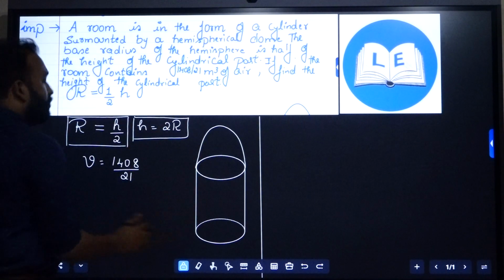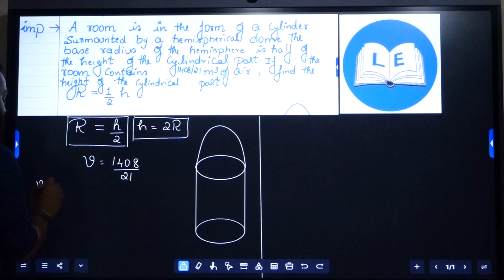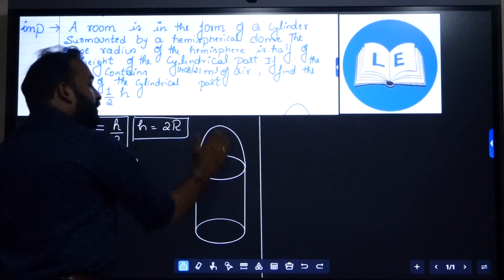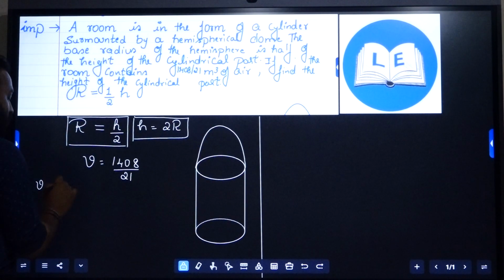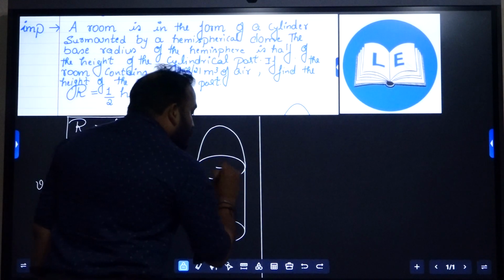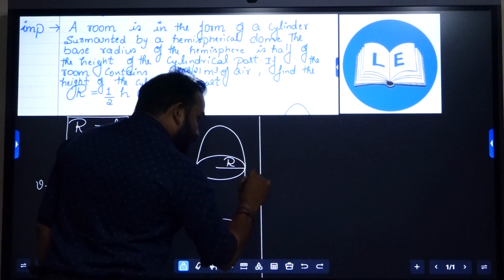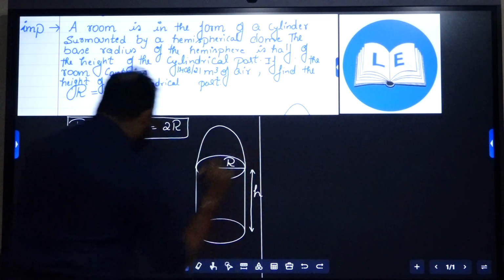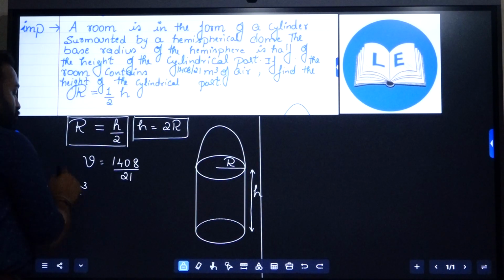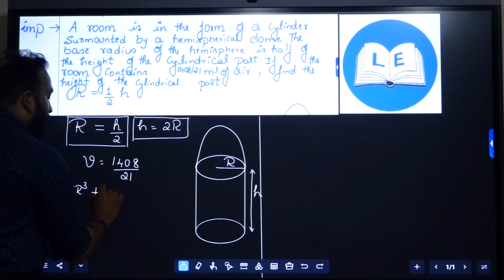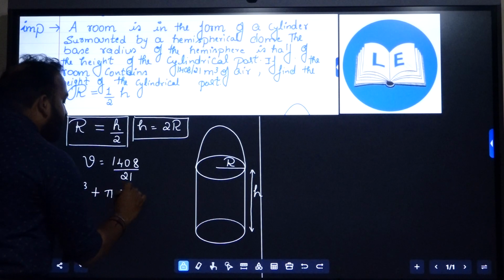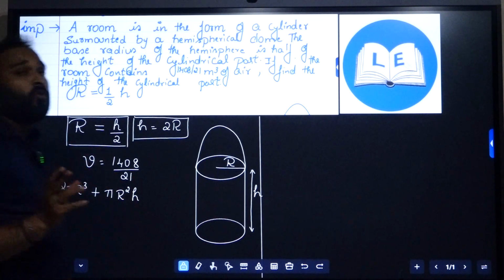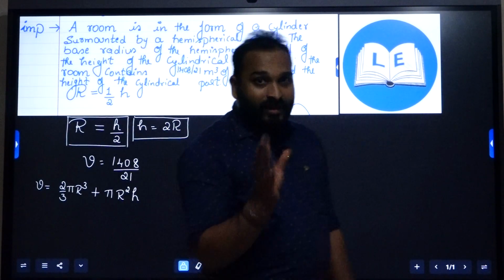V is given. Now what is the total volume, children? V is equal to, I can write it as volume of hemisphere plus volume of cylinder. So what is the volume here? Volume of hemisphere is 2 by 3 pi r cube. Now in the diagram, this radius is nothing but r, and this height which is given, we will take it as h. Yes. Now what happens here? V is equal to 2 by 3 pi r cube plus pi r square h, because pi r square h is the volume of cylinder, correct?